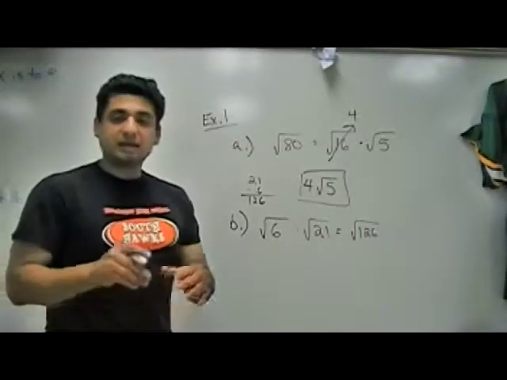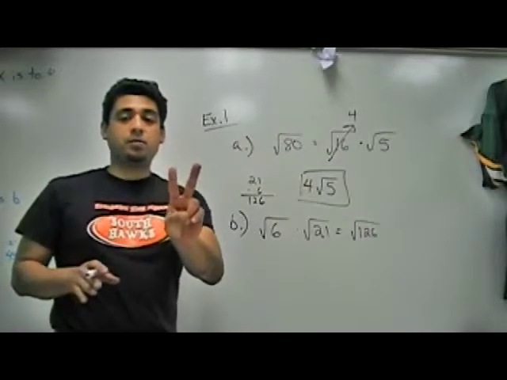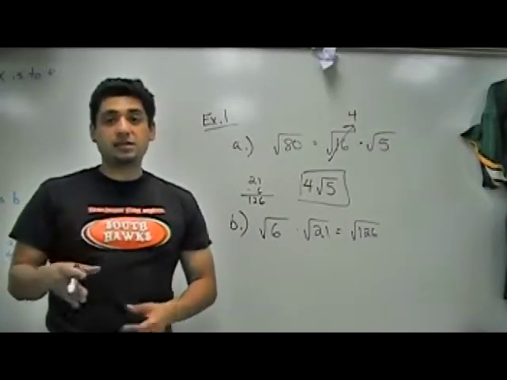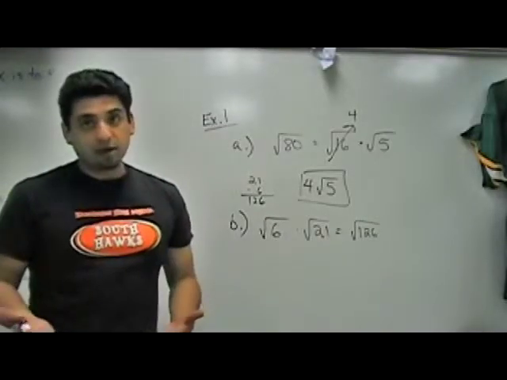Now if you look in the book, they actually break it down into two numbers, 9 and 14. And the reason why they break it down to 9 and 14 is because 9, you can take the square root of it.